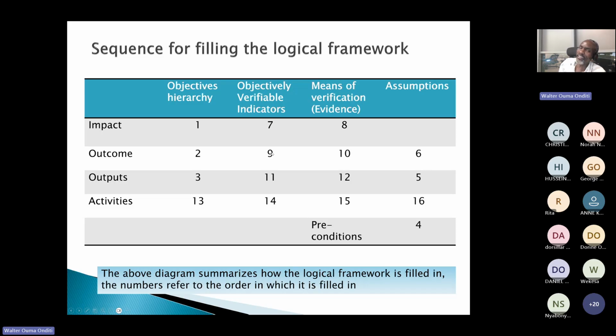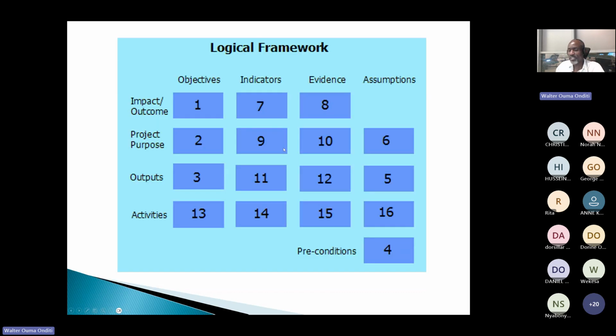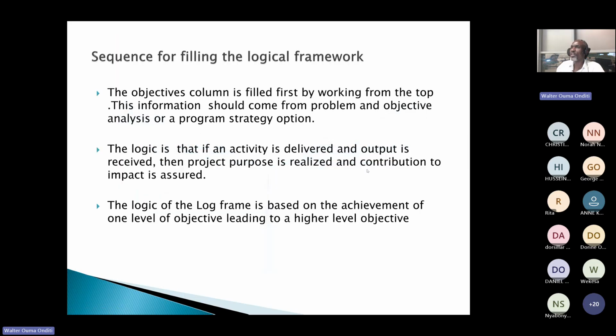I've simplified it again. Let me just show how I simplified it. Then you ask the question. So I've said the block diagram summarizes how the logical framework is filled in. The numbers refer to the order in which it should be filled in. I've simplified it. Let me go through that. Then you see it again. So if you did not get it well, this is what I have here, and it still moves on. And of course, the sequence. So let me explain the sequence, then you can ask me anything.